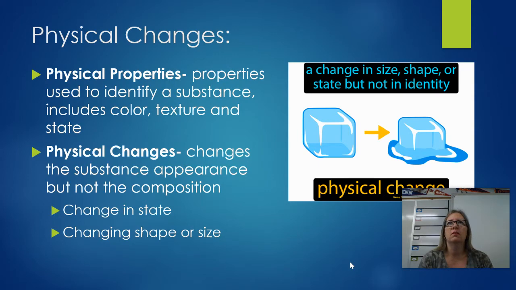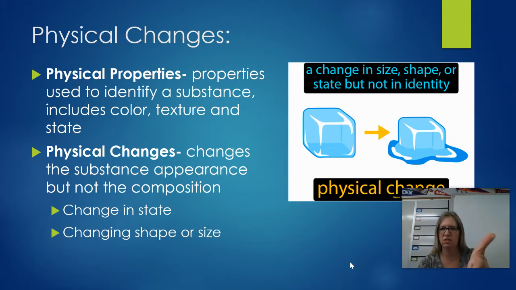But in order to talk about physical changes, we need to understand what the physical properties of a substance are. Kind of the descriptive properties, color, texture, just things that are used to identify a substance, okay? Now, a physical change will change the appearance of that substance, but not the actual identity of the substance. It won't chemically change it. Any change in state is an example of a physical change.